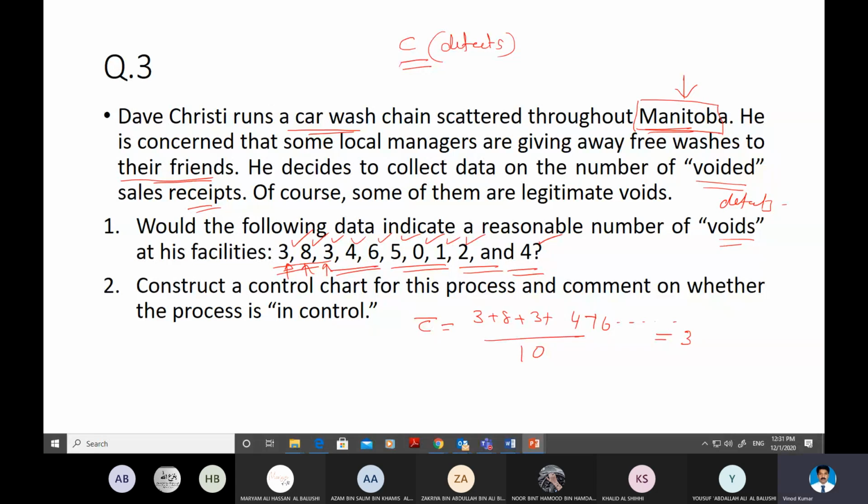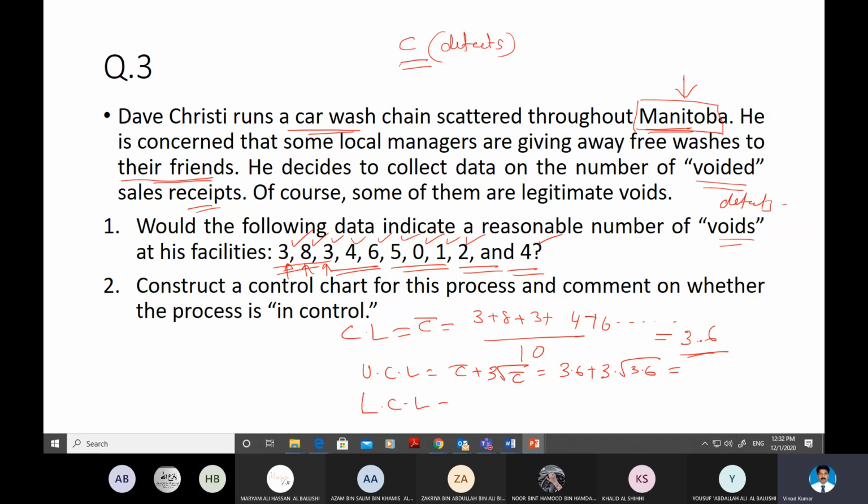All the same answer? Yes, 3.6. So we got the control limit as in a C chart. The center line is equal to C bar. The upper control limit is equal to C bar plus 3 square root of C bar. Can you calculate it? 3.6 plus 3 multiplied by the square root of 3.6. How much will it be?